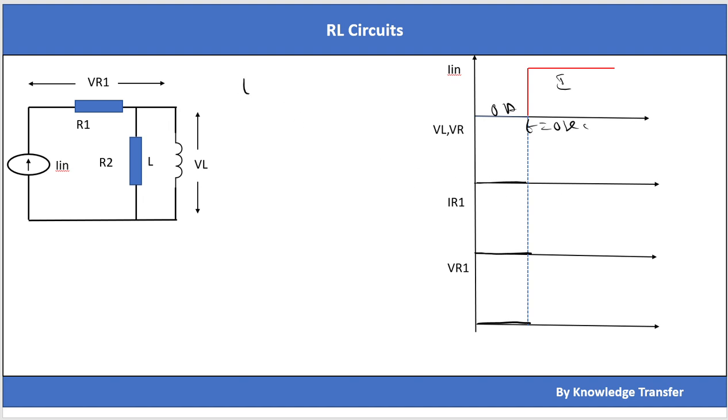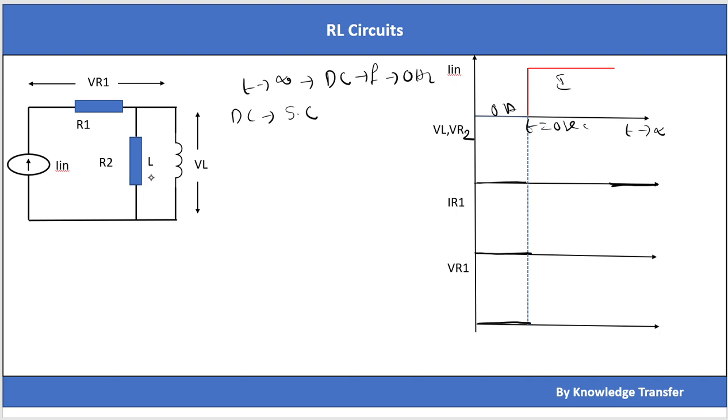Let's see what happens as t tends to infinity. The current source acts as a DC source, so there is no frequency, that means the frequency is 0 hertz. For DC, the inductor acts as a short circuit. That means as t tends to infinity, the inductor is acting as a short circuit. And we can say that here this is VR2.